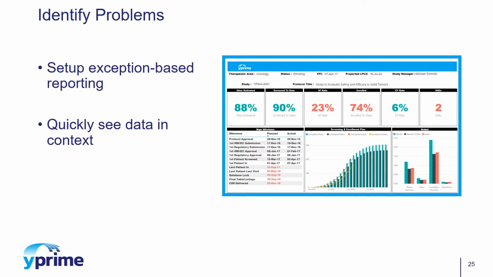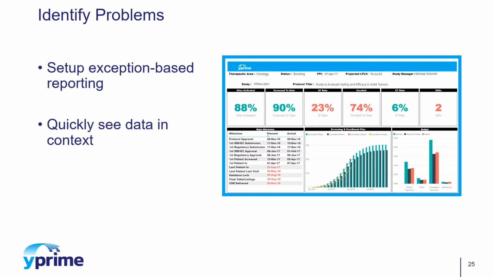Scrolling through several Excel spreadsheets or line listing reports to search for outliers is a time-consuming and risky way to manage your studies. Staring at a number of metrics with no indication of their relation to expectations is pointless. So a quick example, your data tells you that you've enrolled 74% of your patients. Is that good? Are we ahead of schedule? Are we behind schedule?